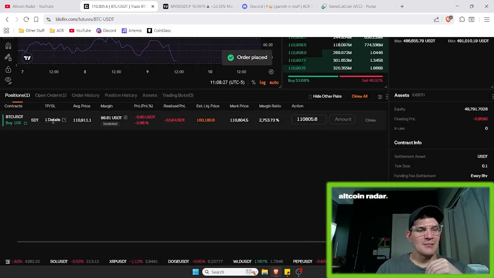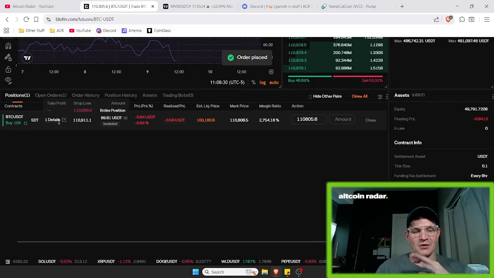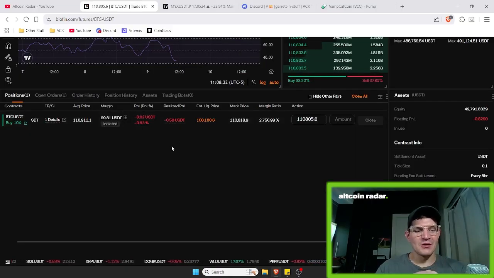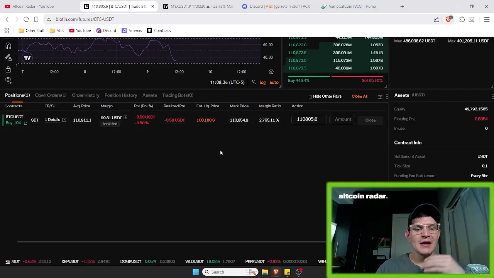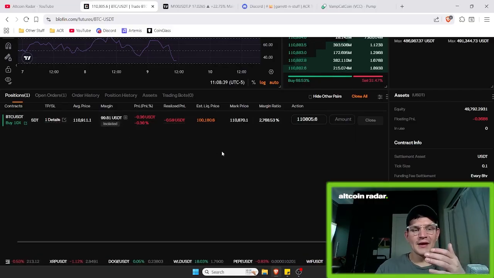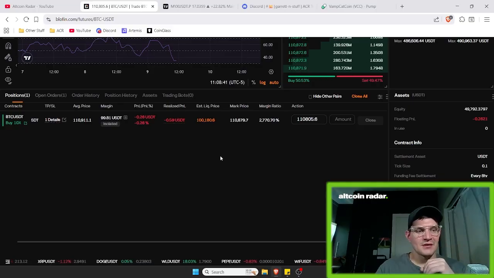So now we've got a stop loss order set, all right? So again, if the price ends up dropping below $110,000, then that stop loss order is going to get triggered and we are going to overall end up getting out of the trade automatically, all right?